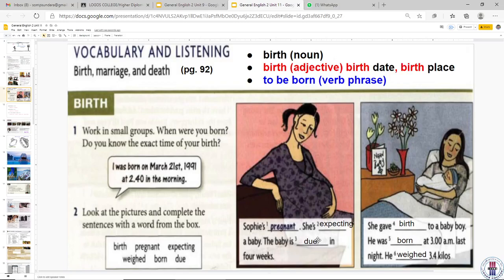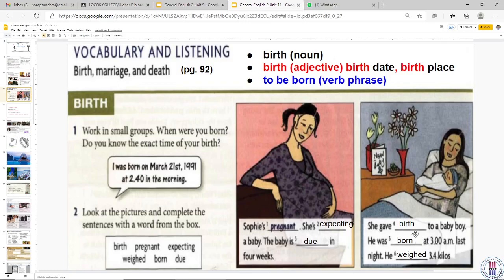So when is the date? When is the baby due? They say the baby is due in 4 weeks. So in 4 weeks, she's going to give birth to her baby. She gave birth to a baby boy. So birth is a noun. She gave birth to a baby boy. He was born at 3 a.m. last night. He was born.